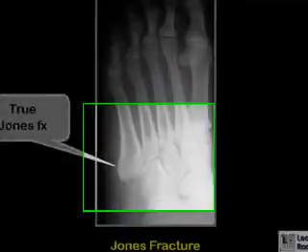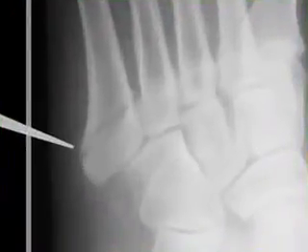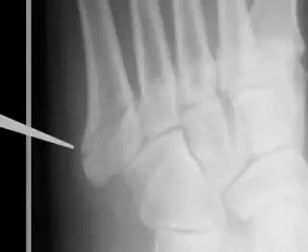This is an example of a true Jones fracture of the base of the fifth metatarsal. You can see that the transverse fracture is about 3/4 of an inch from the joint between the metatarsal and the cuboid bone.